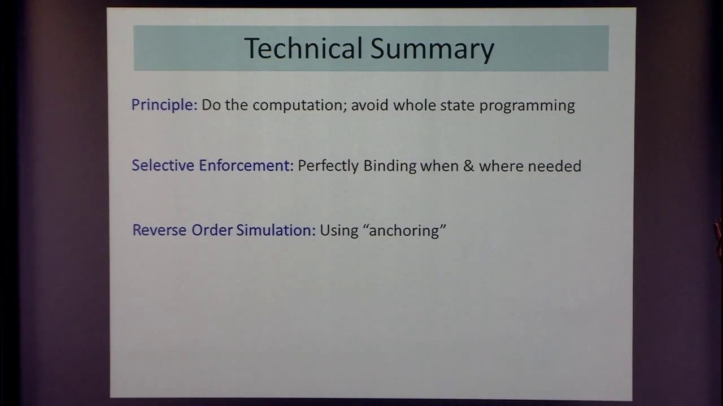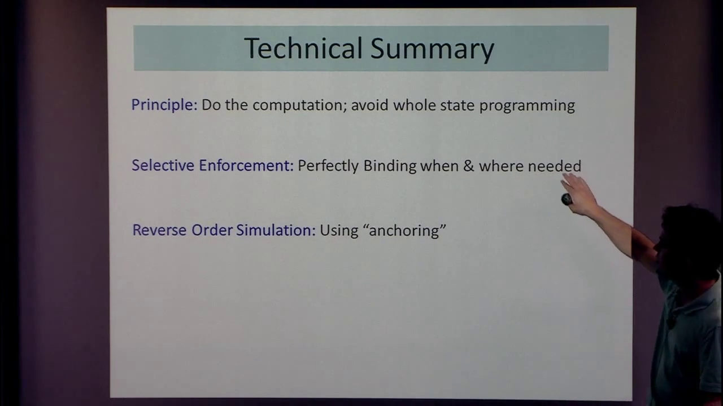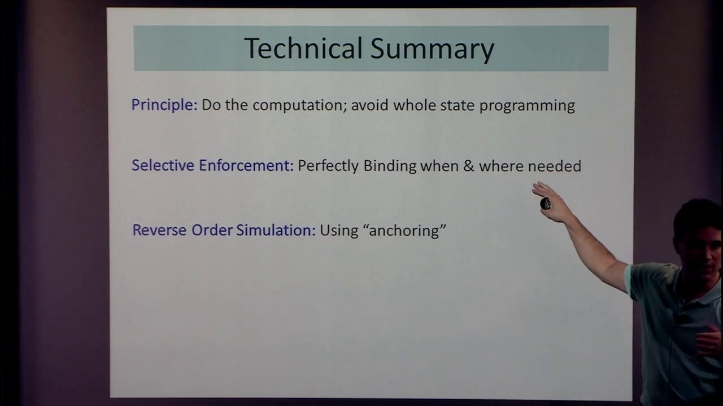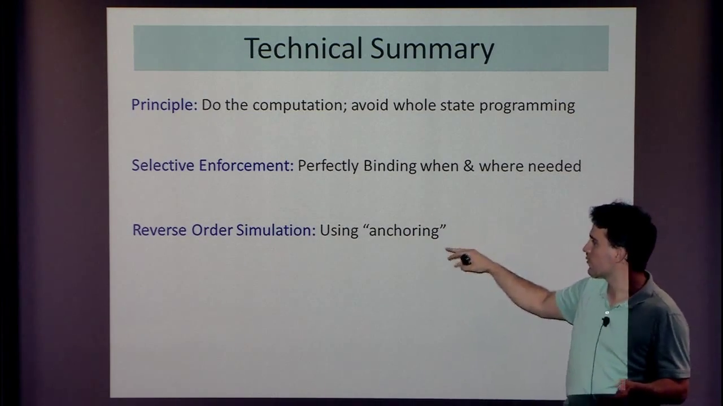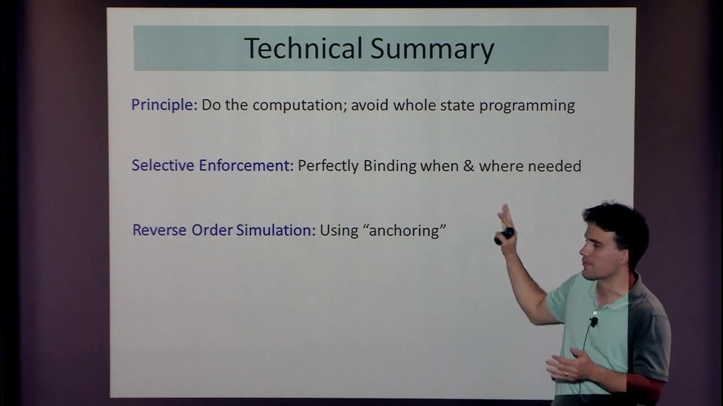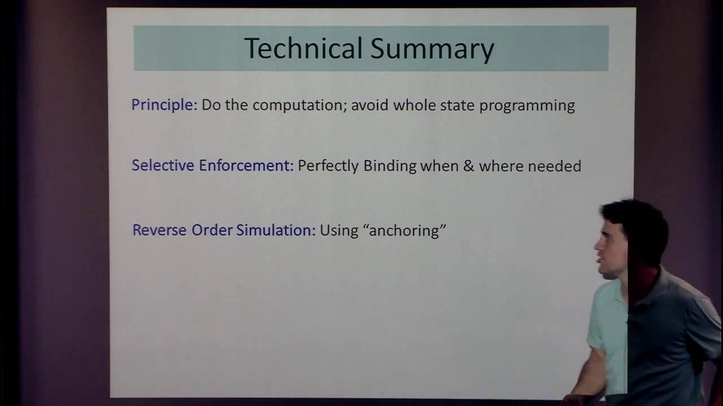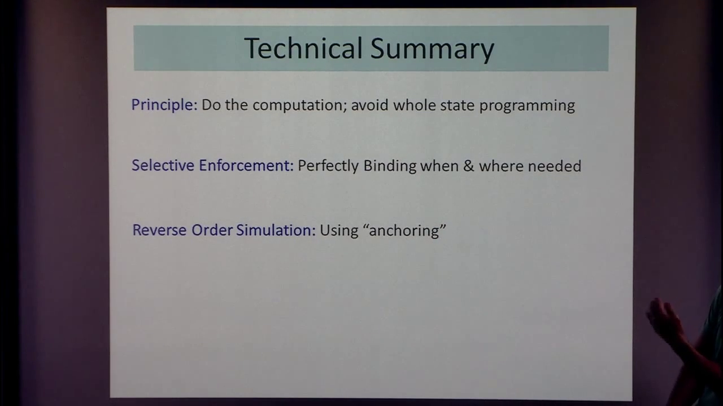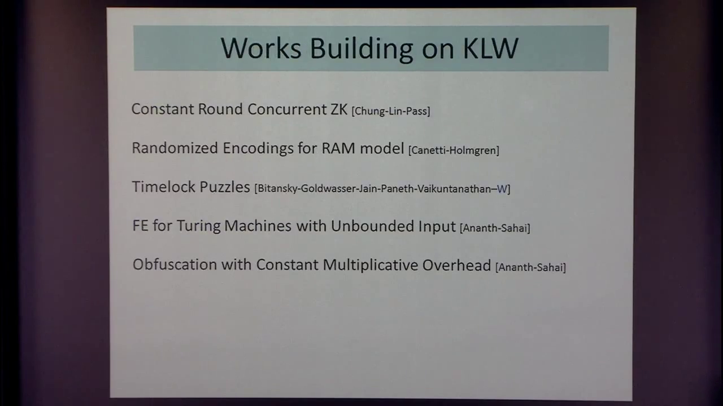Okay, so since I have only a little time left, the main technical summary is that the principle is we want to avoid this whole state programming. We want to just do computation, at no point just say, here's your entire Turing tape. Selective enforcement would be perfectly binding when needed. This idea does not actually need this reverse simulation, but then we do this reverse order simulation using these ideas to sort of anchor things and erase one symbol. And going from randomized encodings to I/O is pretty simple.